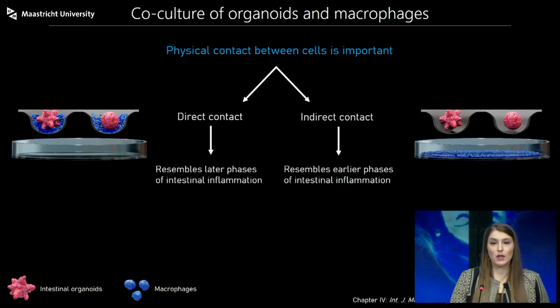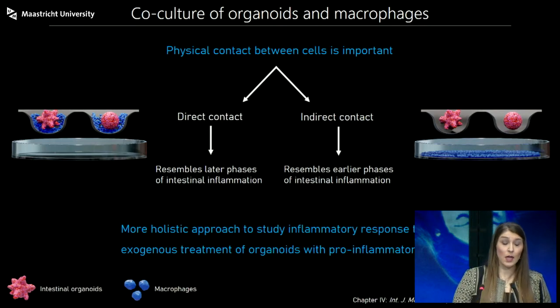So what we generally concluded from this study is that the distance between the cell types is a very important factor when designing co-culture experiments. And also, co-cultures provide a more holistic approach to study inflammatory responses compared to exogenous treatment of organoids with pro-inflammatory agents.